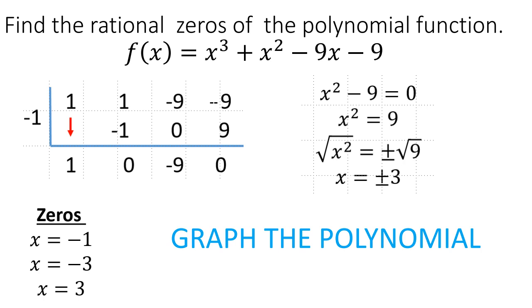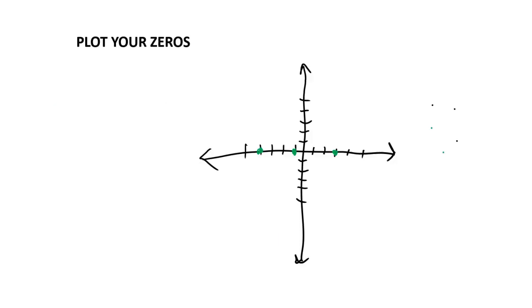So let's go ahead and do it. Let's plot our zeros first. So I had a 0 at -1, a 0 at -3, and a 0 at 3, which are here my green dots.